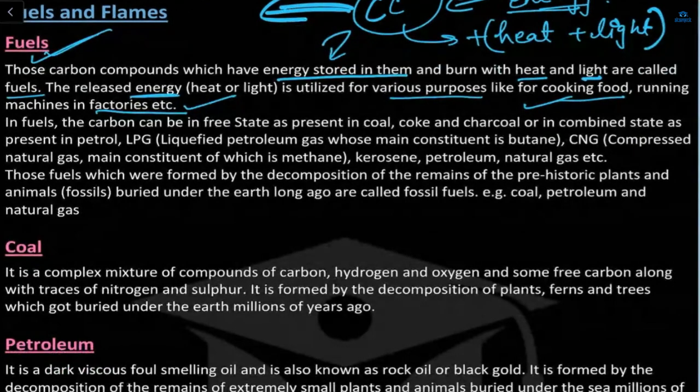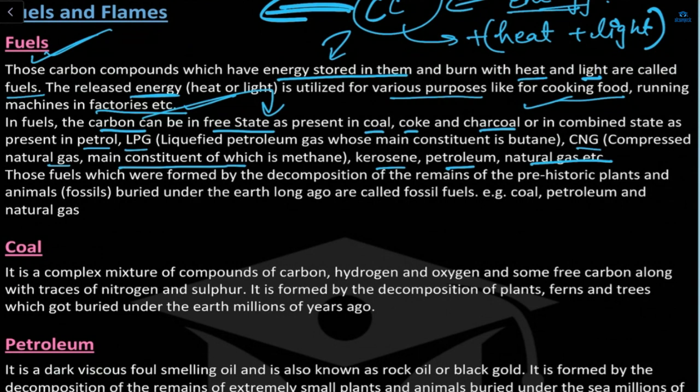In fuels, the carbon can be in the free state, as present in coal, coke, and charcoal, or in the combined state, present in petroleum, LPG, CNG, natural gas, the main constituent of which is methane, kerosene, and so on. So in the fuels, what is carbon? Carbon can be in the free state, like in coal, coke, charcoal, and many others.